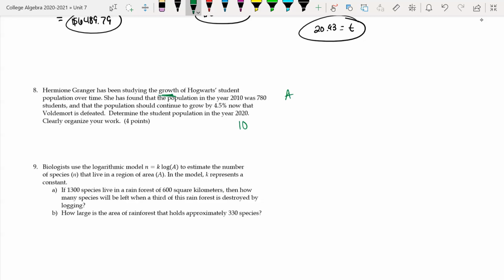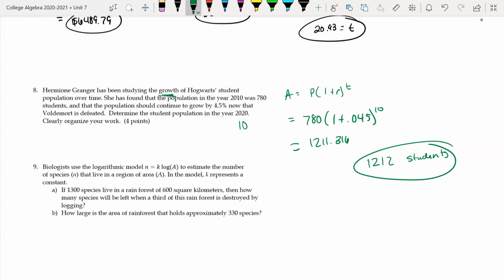And we know we've got to use the growth formula. So it's 1 plus r to the t. So I know it's 780 to start with, 1 plus 0.045, and then my time is going to be 10. So I get 1,211.316 when I solve that. So you're going to have 1,212 students because we can't have half a student or anything like that.